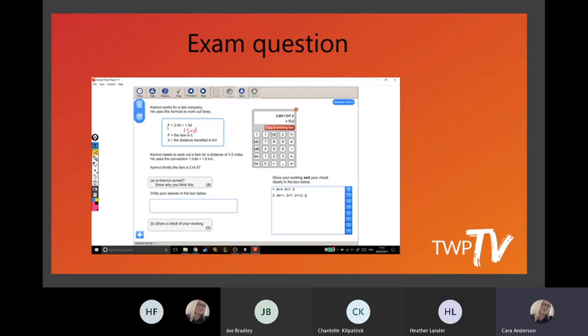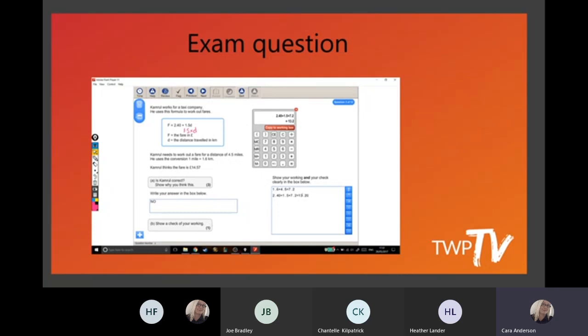The fare that he pays for going 4.5 miles is £13.20. I'm adding on a really important zero there because this doesn't mean 13.2, it means £13.20. And that's really important because for currency, you always need to give it to 2 decimal places. Okay, Kamrul thinks the fare is £14.57. Is Kamrul correct? No, he is not correct because we just worked out that it's £13.20. Alright, that's good. Part B, we need to show a check of our working.